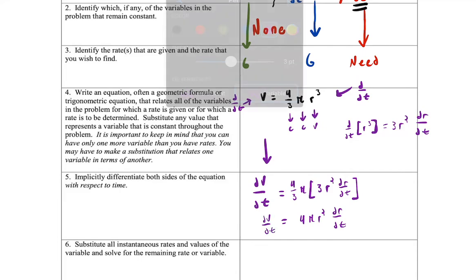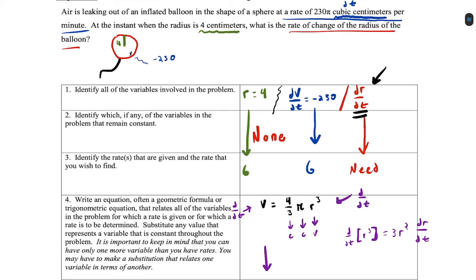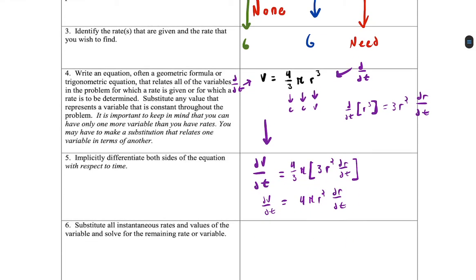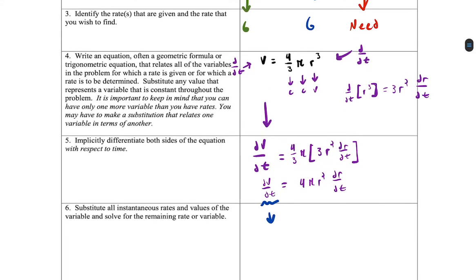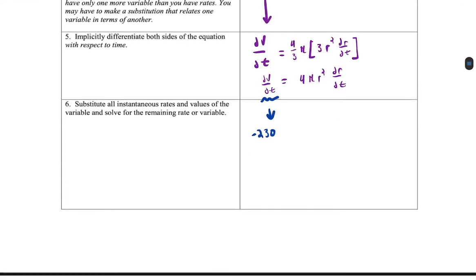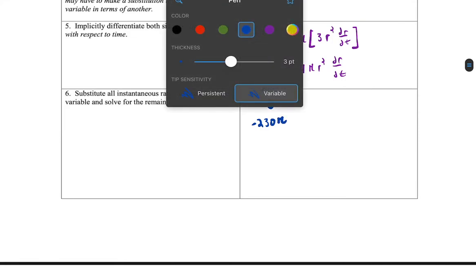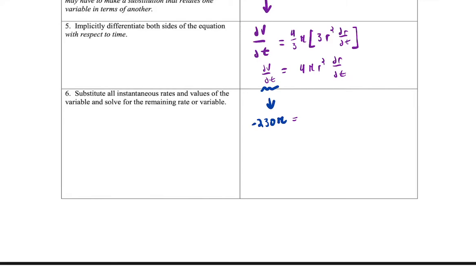Now, if we look back at our original picture, at the things we had labeled, dV/dt, we know the volume is changing. The volume is leaking out at negative 230. I think I actually wrote this wrong the first time. I forgot that pi. 230 pi cubic centimeters per minute, so minus 230 pi. And that's going to be equal to 4 pi.